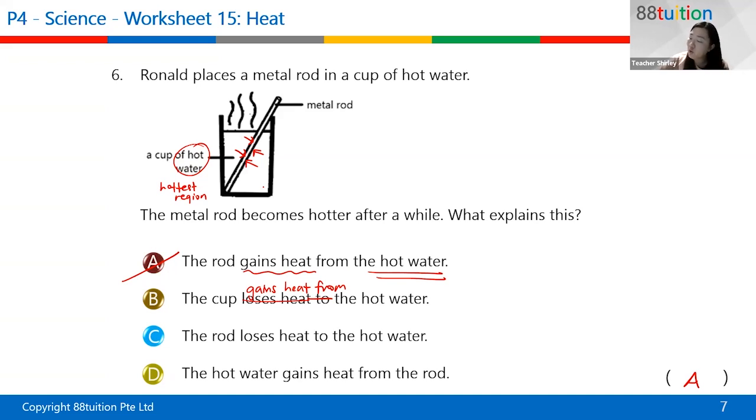Okay. The rod loses heat to the hot water. This is wrong as well. This one should be gains heat from. And the last one, the hot water gains heat from the rod. The hot water actually loses heat because the hot water is the hottest region. It loses heat to the rod. So answer is A.